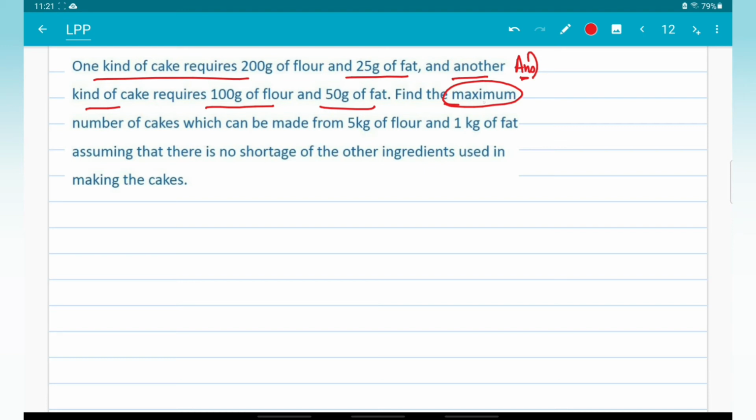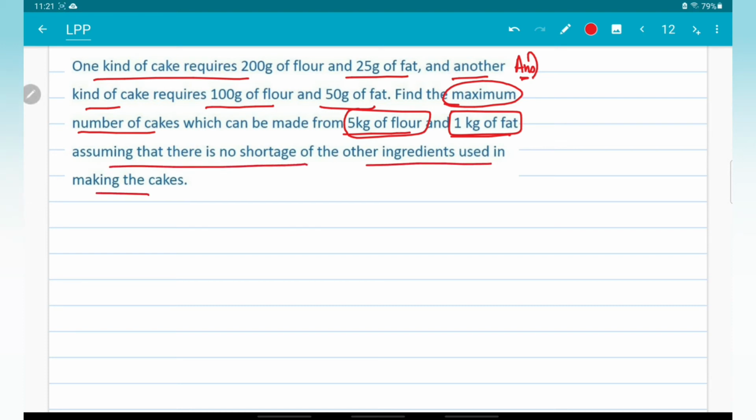In this case we have to find the maximum number of cakes which can be made from 5 kg of flour and 1 kg of fat. So in total they have given us 5 kg of flour and 1 kg of fat, and they have asked us to find the maximum number of cakes that can be made from this amount, assuming that there is no shortage of any other ingredients used in making the cakes.